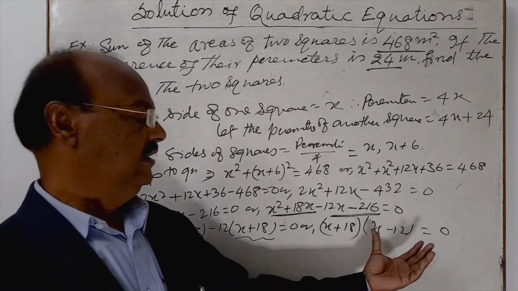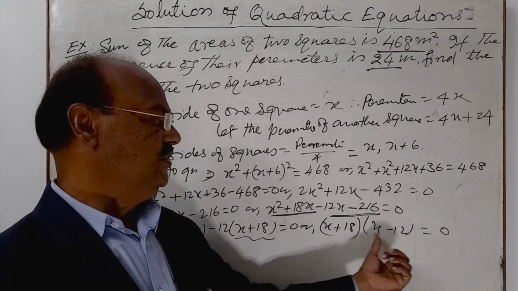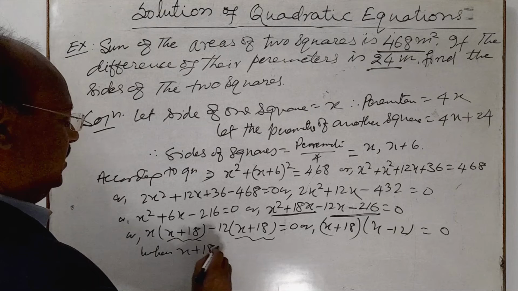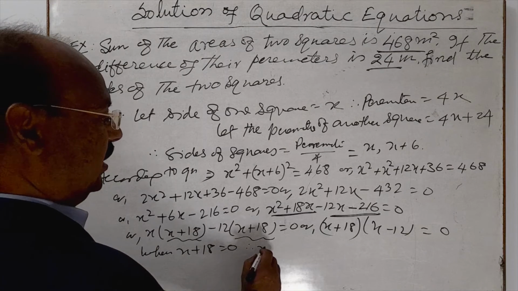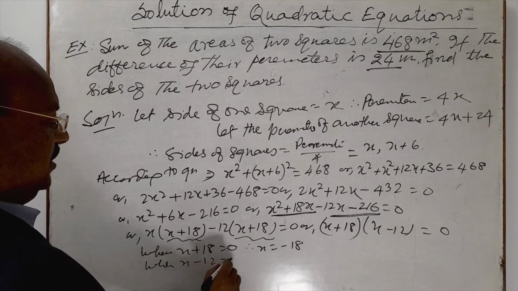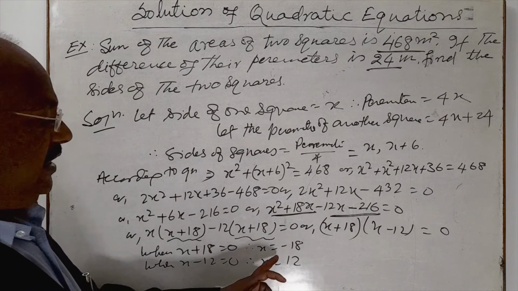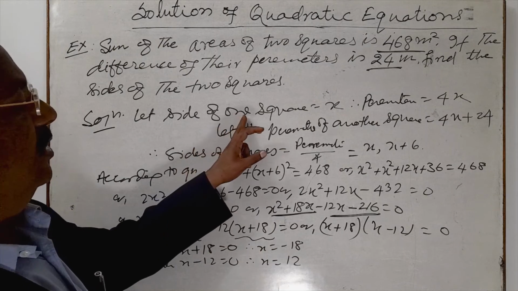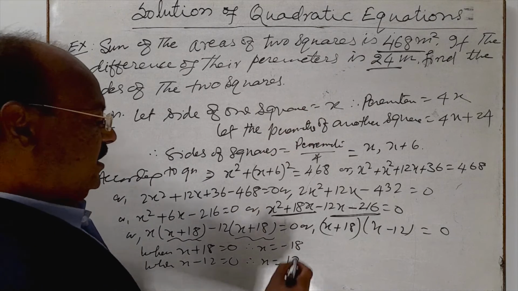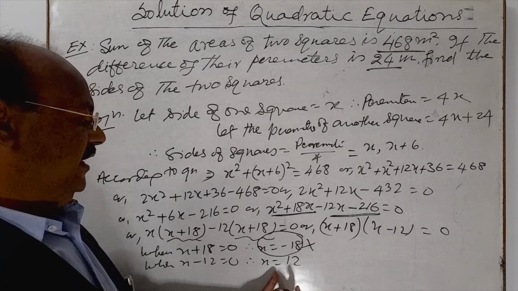Now you can understand that here product of two linear expressions is 0. So either this part will be 0 or this part will be 0. So when x plus 18 is equal to 0, we are getting x is equal to minus 18, and when x minus 12 is 0, you are getting x is equal to 12. And what is x? x is the side of one square, correct? So side cannot be negative. So this value of x which is minus 18 cannot be acceptable. So finally we are getting x is equal to 12.